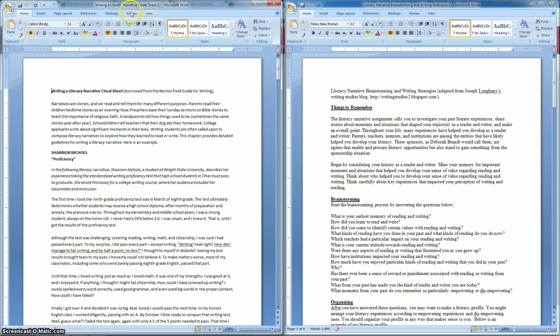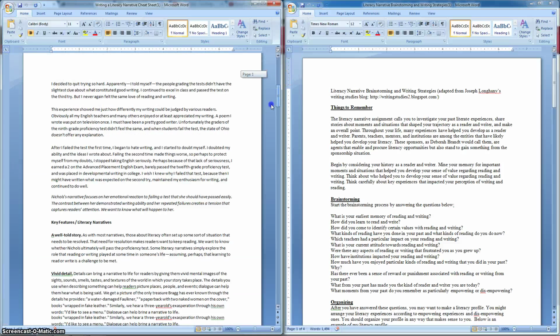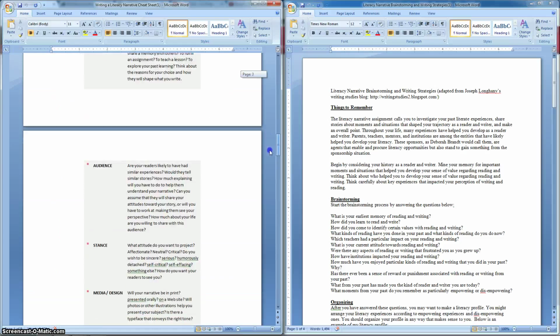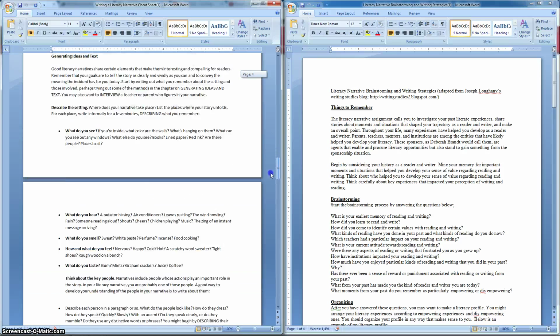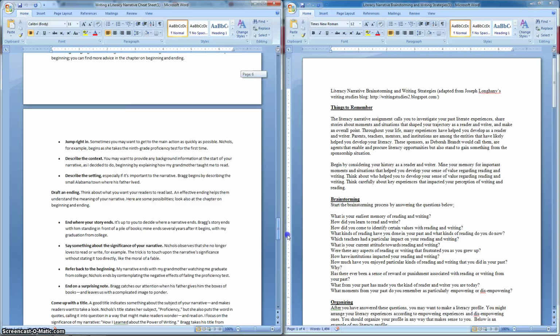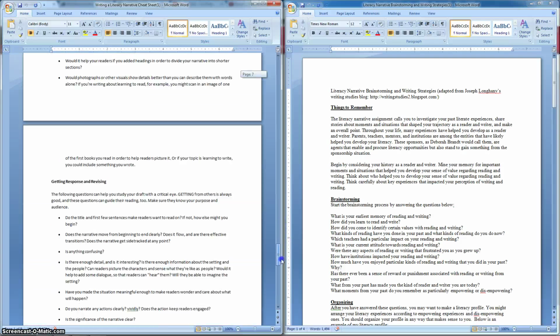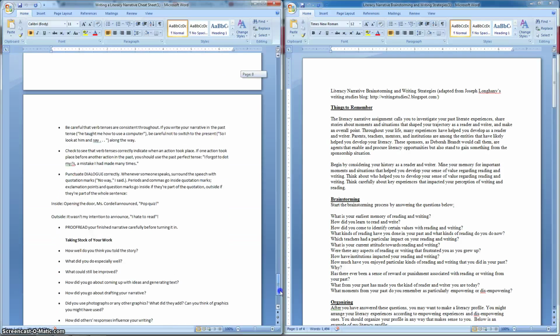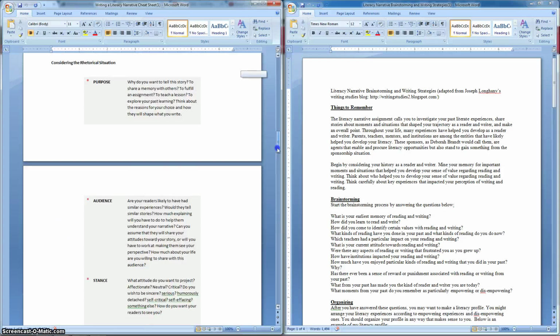One is called the Writing a Literacy Narrative Cheat Sheet. That is borrowed from the Norton Field Guide for Writing. This sort of handout is just a great little overview, a toolbox kind of, I guess cheat sheet is the best way to put it. That covers all sorts of things about writing your literacy narrative.